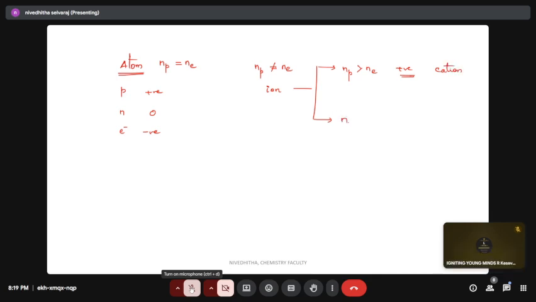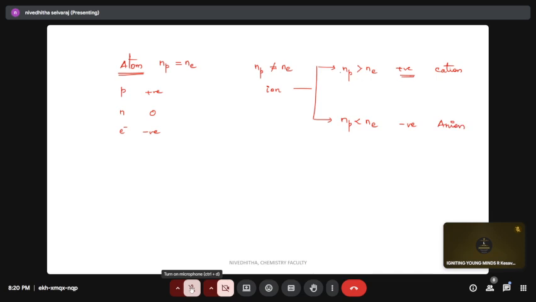If the number of protons is less than the number of electrons, then electrons are dominating here, so negative charge is dominating, so the charge of the ion will be negative, and a negatively charged ion is called an anion. Okay, so of course cations and anions are charged species.